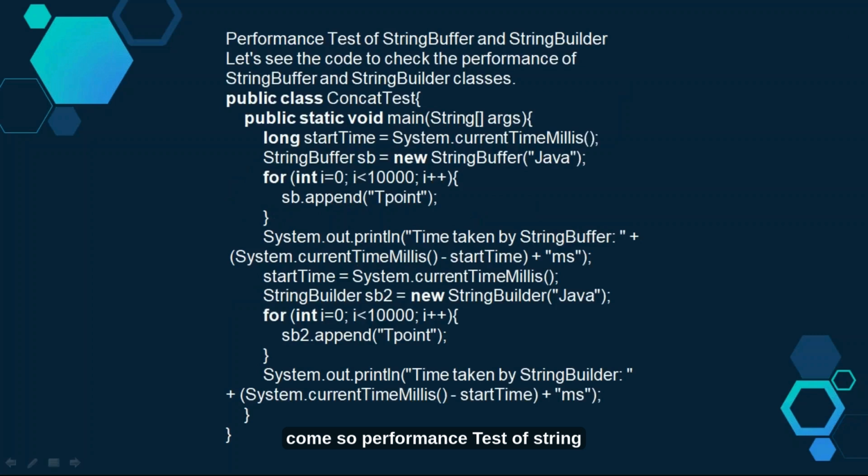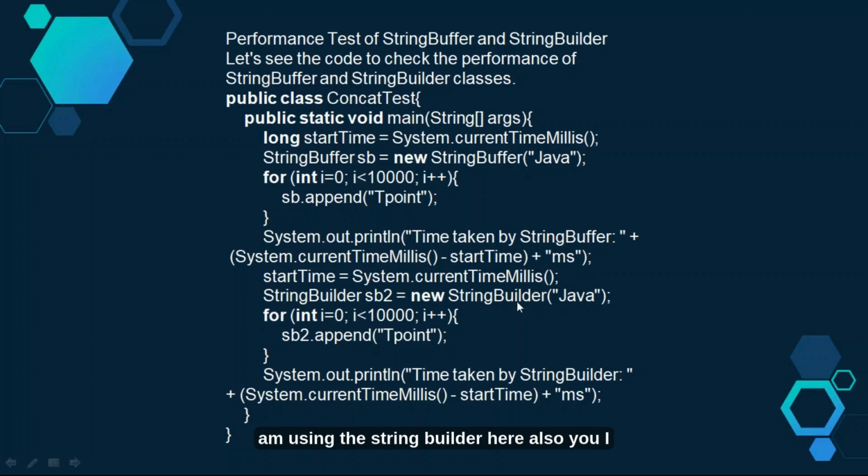Let's come to the performance test of string builder and string buffer. Suppose that you have some class, then here I am putting some parameter so that I can check which is faster. I am just using the utility method System.currentTimeMillis. So this is my string buffer, one object I am creating, and I am writing a loop. That loop will execute.